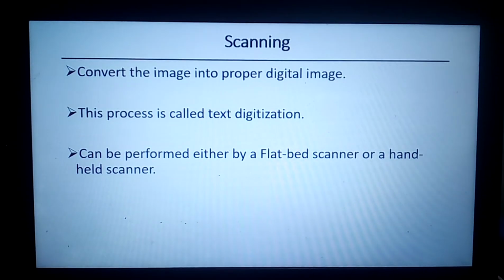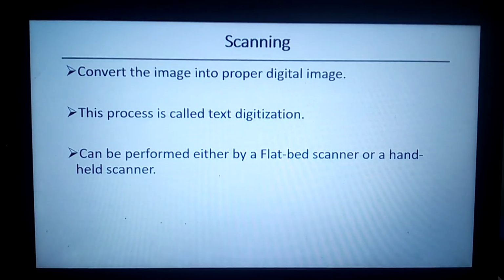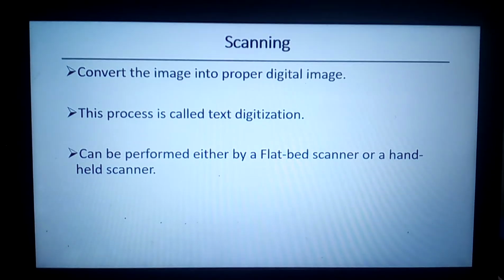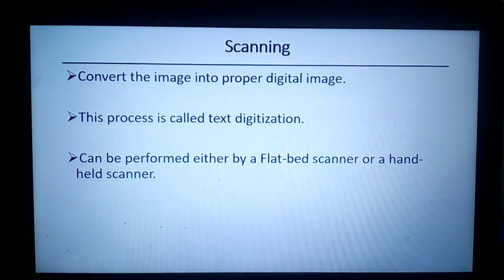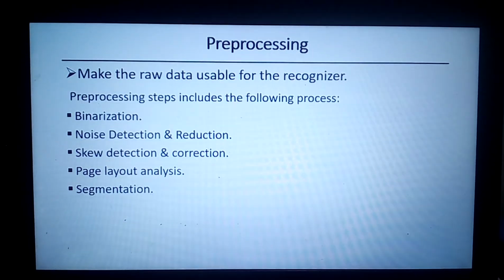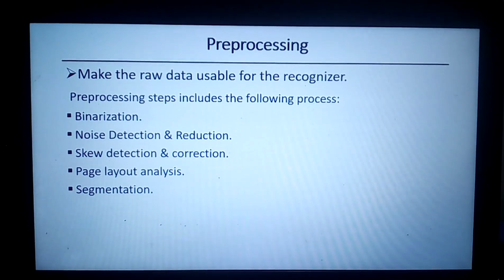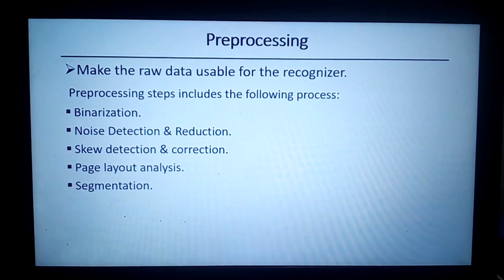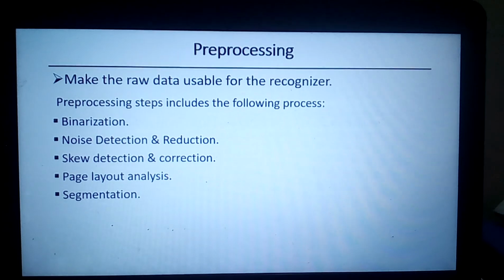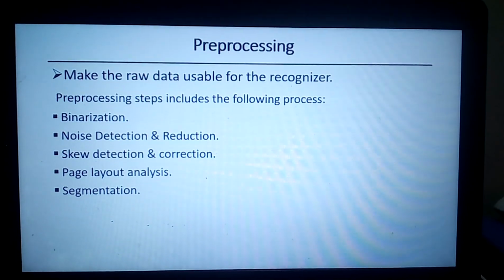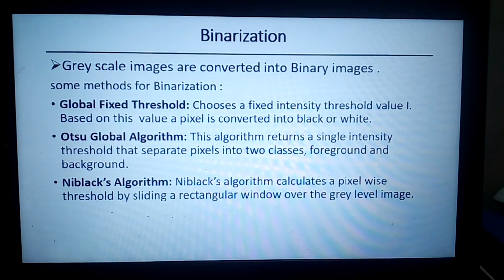Okay, the first one is scanning, where we convert the image into a proper digital image. This process is called text digitalization, and it can be performed either by a flatbed scanner or a handheld scanner. So pre-processing: in this step we make the raw data usable for the recognizer. Pre-processing steps include the following processes: binarization, noise detection and reduction, page layout analysis, segmentation.